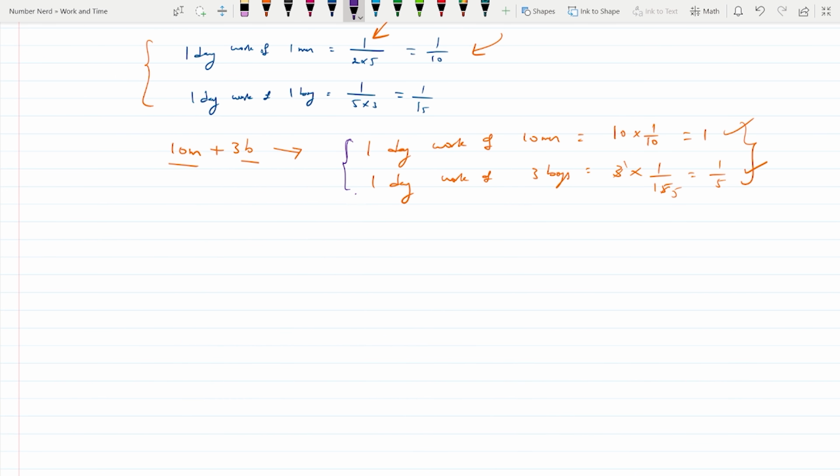Let's add these two values, so we will get 1 day work of 10 men and 3 boys equals 1 plus 1 by 5, which is nothing but 6 by 5. So this is the 1 day work of 10 men and 3 boys.